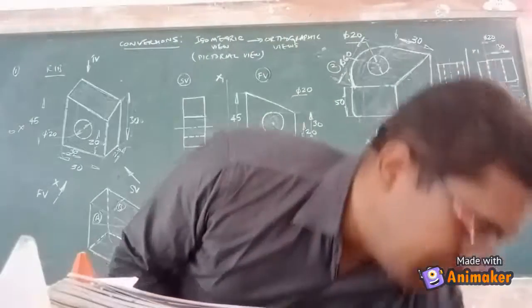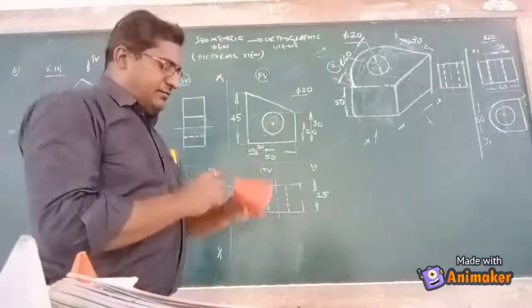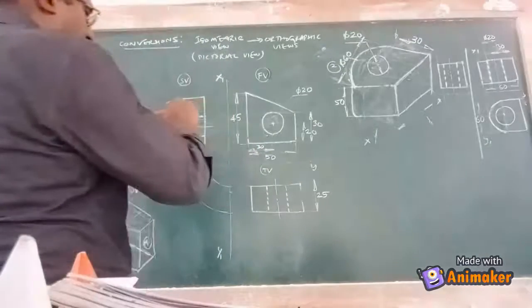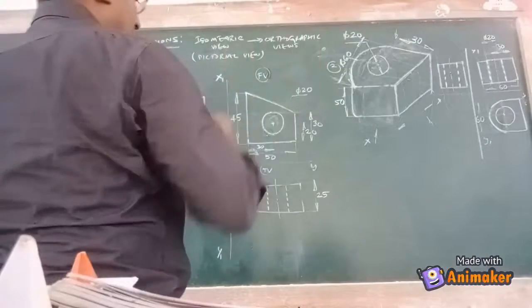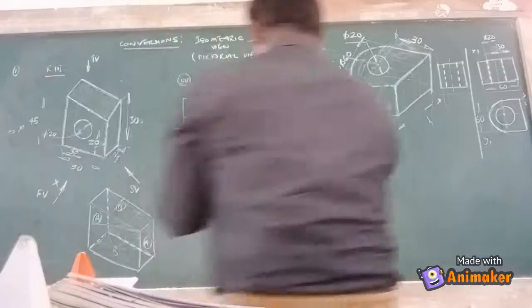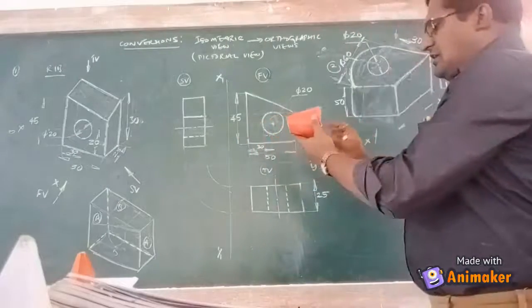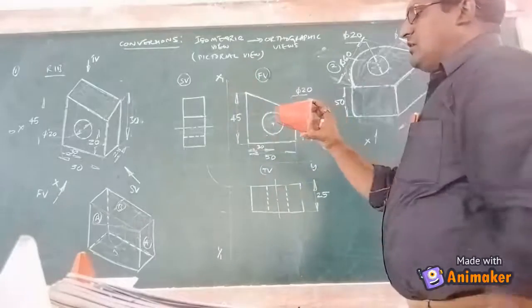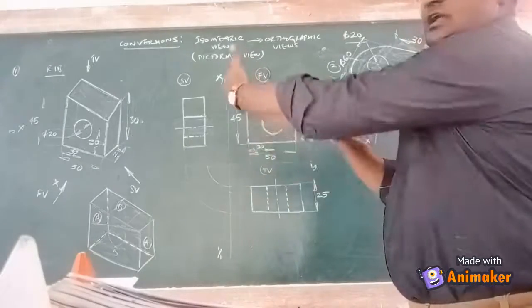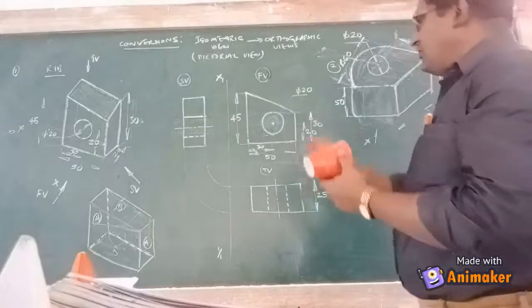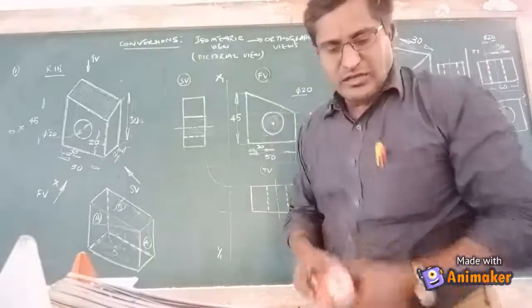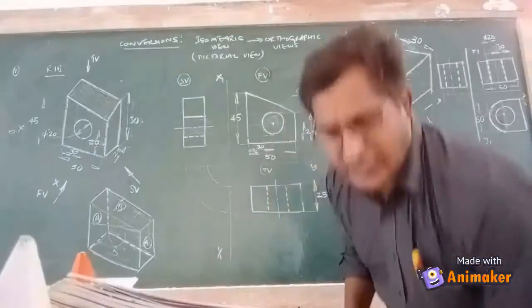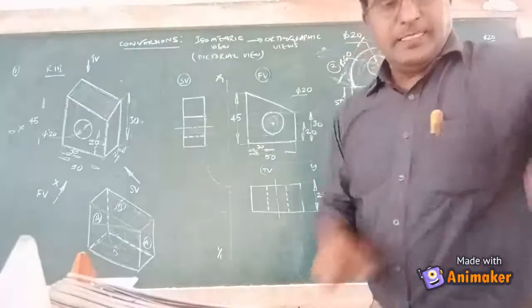If you are looking from the left side, the side view of this particular object is going to fall on the right side, and similarly if you are looking at the object from the right side, the side view is available on the left side. So it is called the left side view or the right side view of the object.